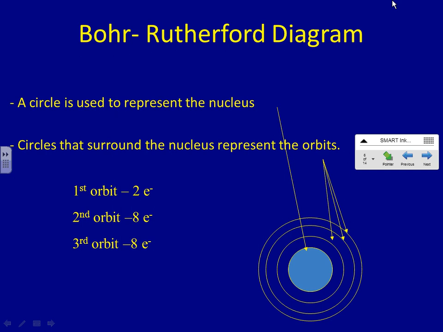So the orbits grow in size very quickly. The atom gets big really fast. So when you go from here to here, it's not twice as big. It's 4 times as big. And this atom is 9 times as big as the first one. And this atom is 16 times as big. The atoms get huge very quickly.